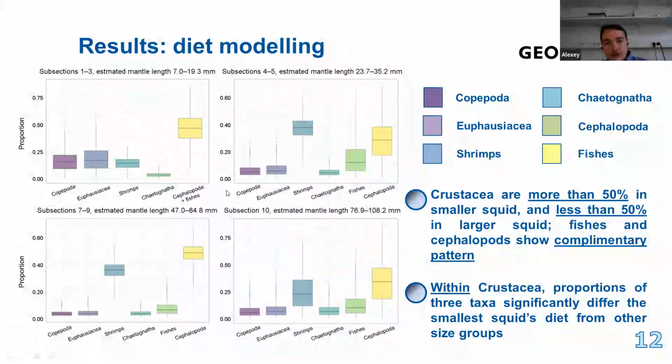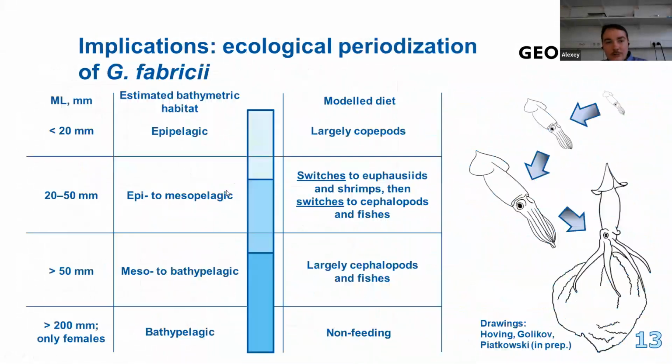If we try to derive some implications, at first let's combine this and have a periodization of ontogenetics of our target species in terms of both diet and habitat. So below 20 millimeters, they are purely epipelagic and largely prey on copepods. Then 20 to 50 millimeters, epi to mesopelagic. And given all that we already discussed, that's exactly where the switches in their diet come.